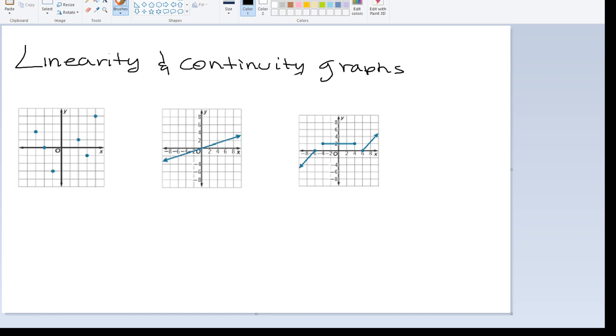Students, in this lesson we are looking at linearity and continuity of graphs. Let us begin with the first graph here where I have different points. Something like this we call discrete data. So this graph, the first graph here, is what we call discrete data. And discrete data is basically points not connected on the graph. So points not connected.